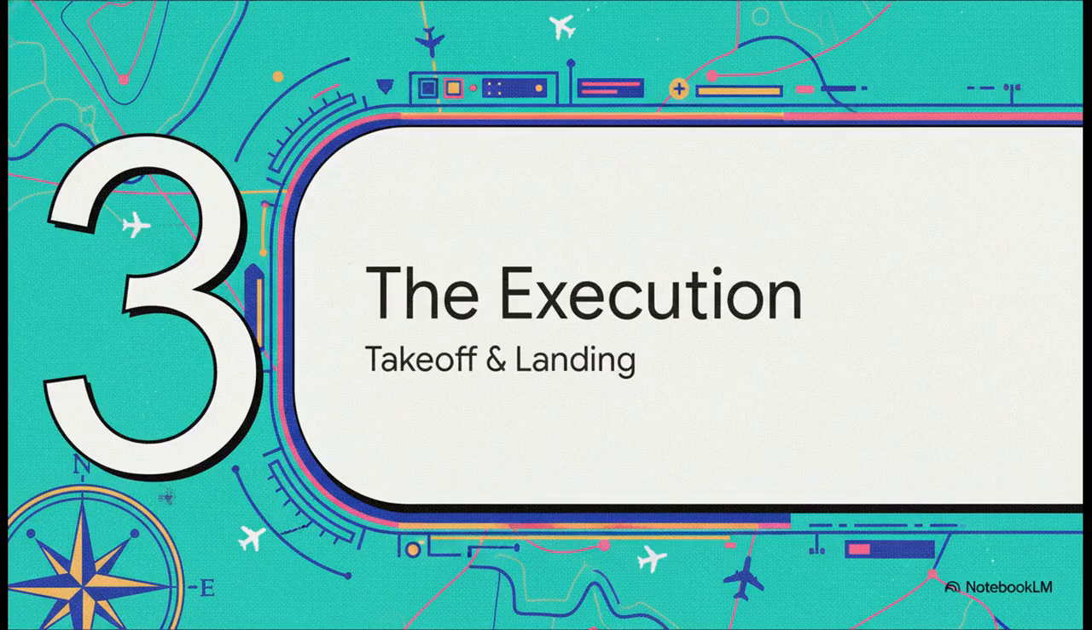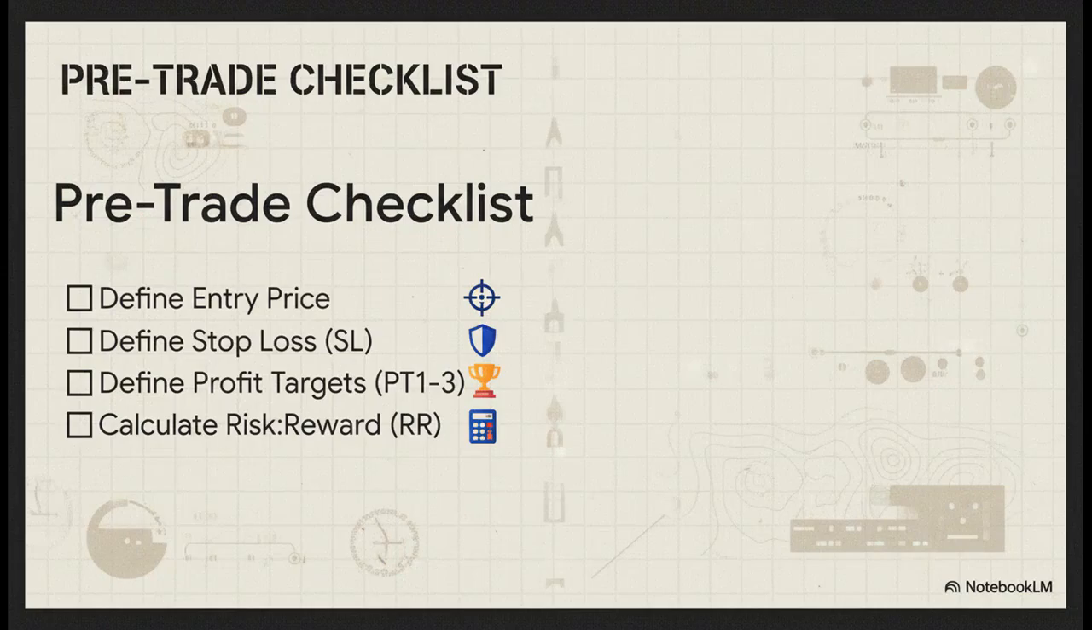All right, so we've done the analysis, we've read the map. Now for the most critical part, actually executing the trade. These are your takeoff and landing procedures, and they are strict. Before you even think about clicking that buy or sell button, you have to complete this pre-flight checklist. Every single item must be defined ahead of time. Your exact entry price, your stop loss, where you get out if you're wrong, your profit targets, and your risk-to-reward ratio. Flying without this plan, that's like taking off in a blizzard with no idea where you're going.